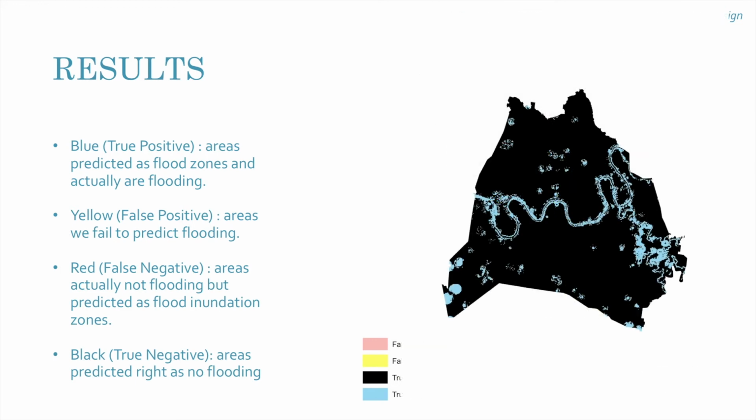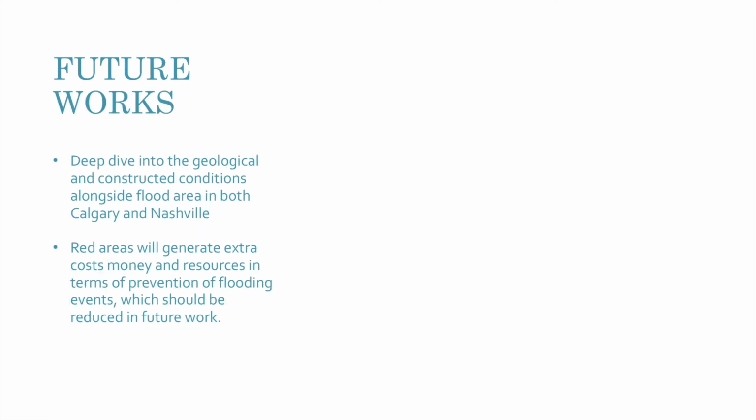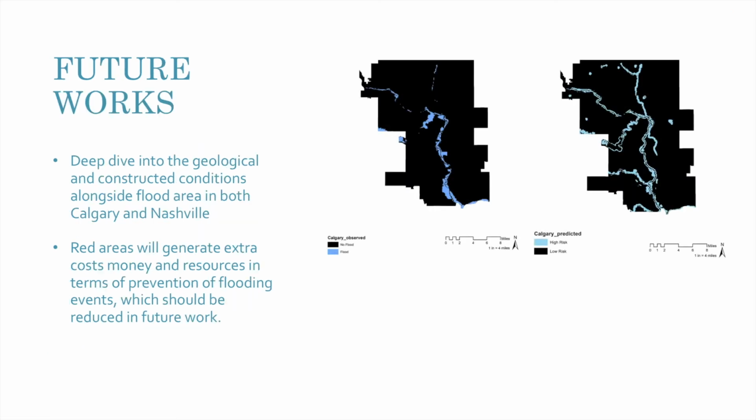Finally, we apply the model on Nashville. The flood inundation forecast map looks like this. So, as for the next steps, we will deep dive into the geological and constructed conditions alongside the flood area in both Calgary and Nashville to get domain knowledge for new features.